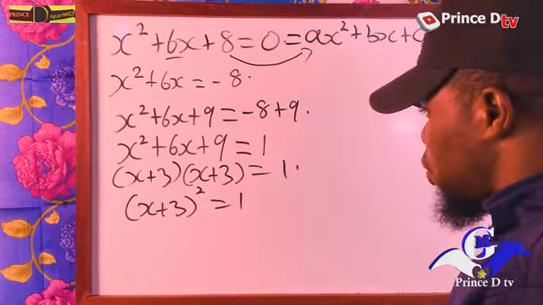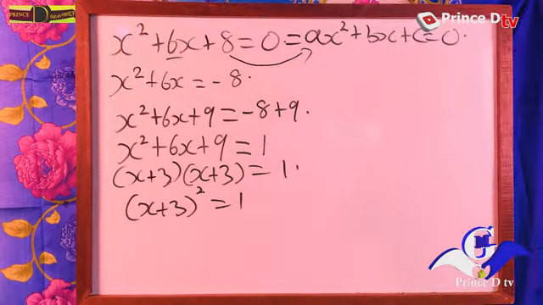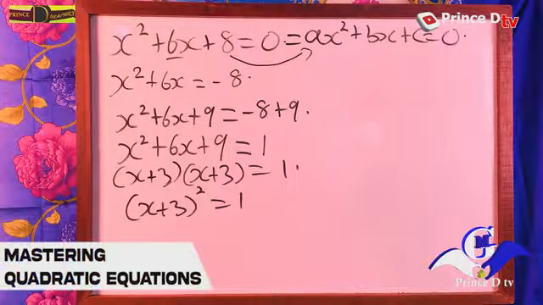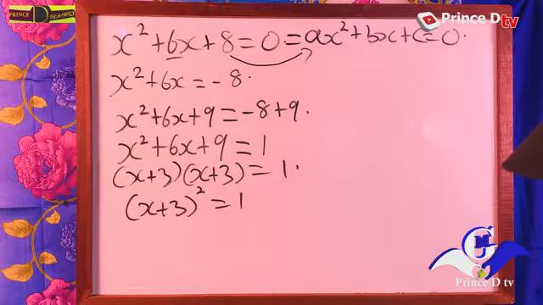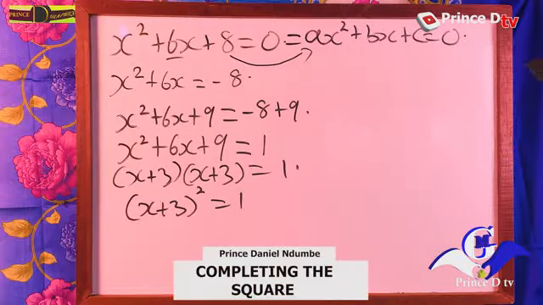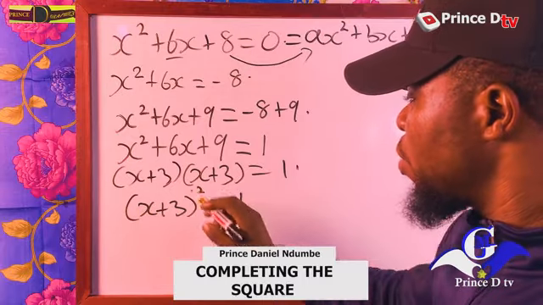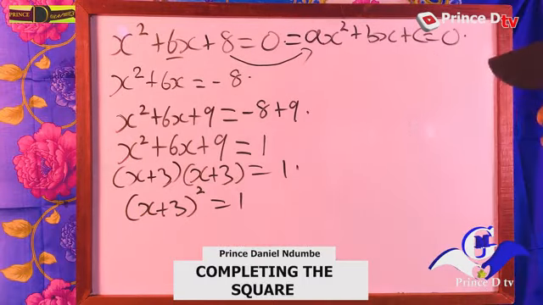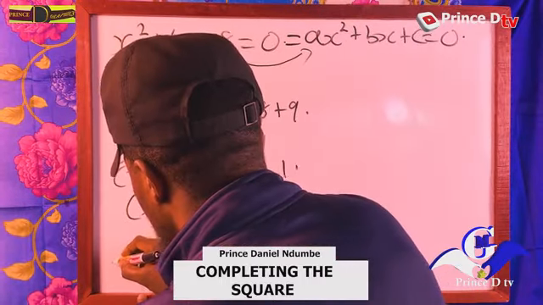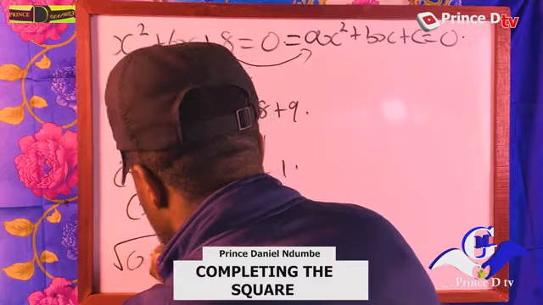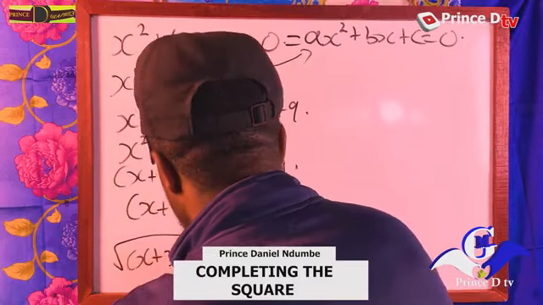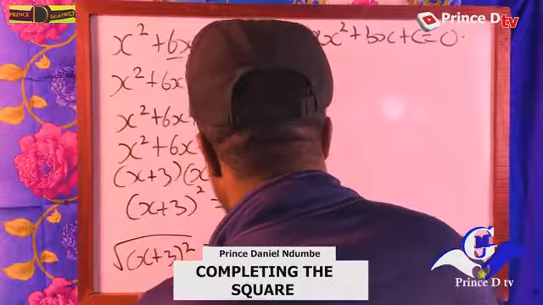All right, so our next step, that should be step 6. Now we have to solve for x. But how do we solve for x? We take the square root of both sides of the equation. So we take the square root of x plus 3 all squared, which is equal to the square root of 1.